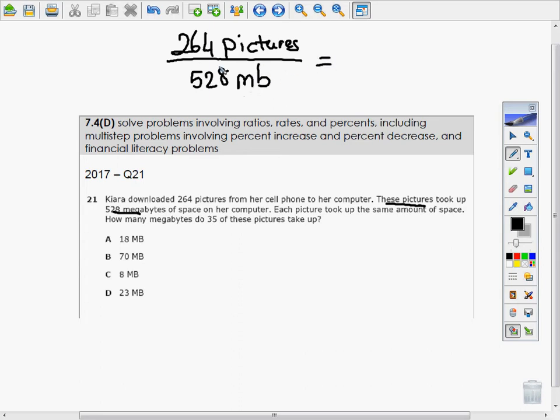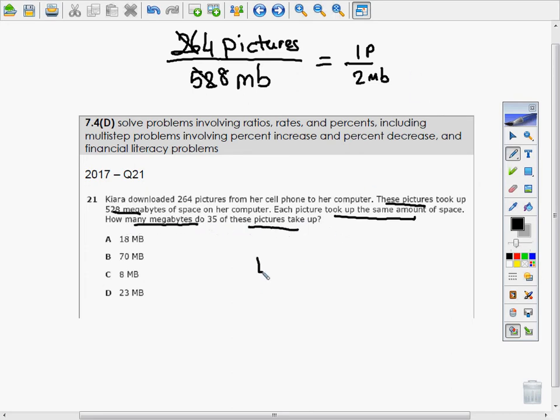So per picture, what am I going to have? 264 goes into 528 basically 2 times. So per picture, we are going to have 2 megabytes. Let's read the rest of the question. Sorry, while I was doing this, I didn't read this part, but we are doing this because of this statement: each picture takes up the same amount of space. So how many megabytes do 35 of these pictures take up?